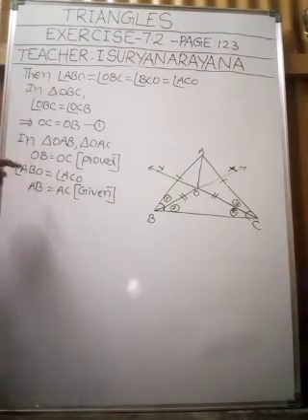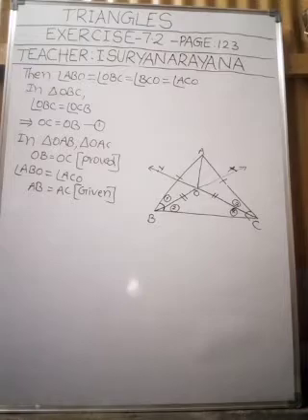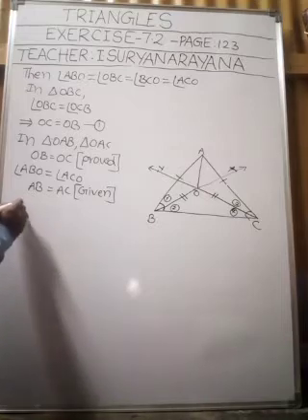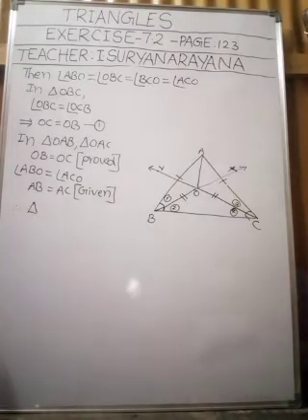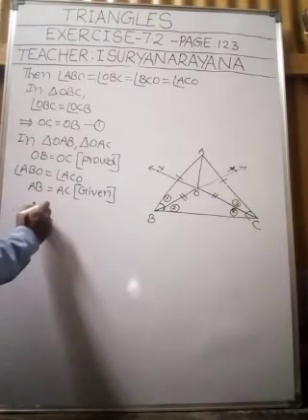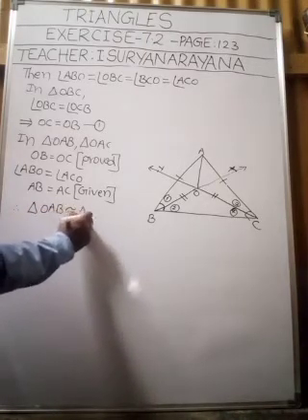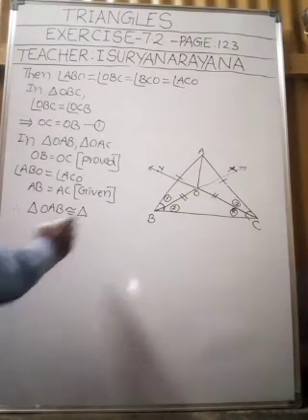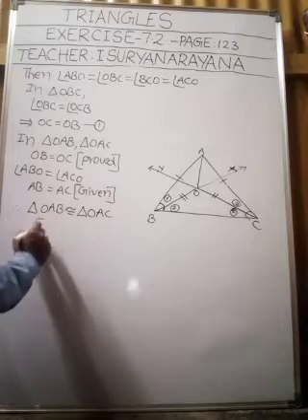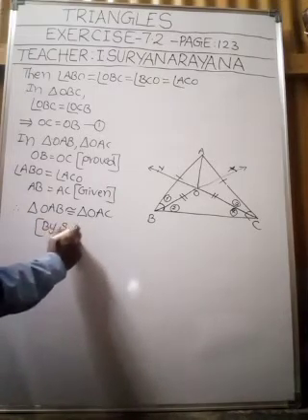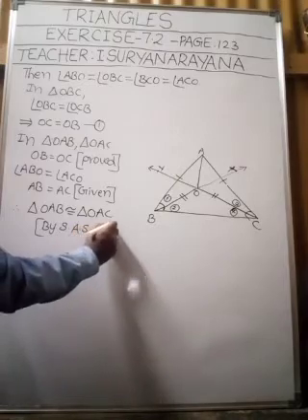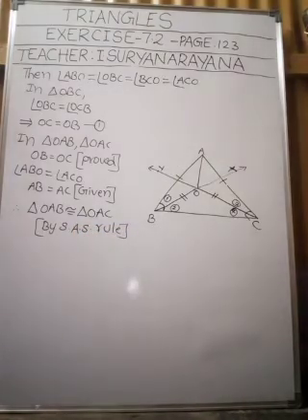So, by side angle side congruence criteria, these two triangles are congruent triangles. Okay, my children. Therefore, triangle OAB is congruent to triangle OAC by SAS. Simply we can write by SAS rule.